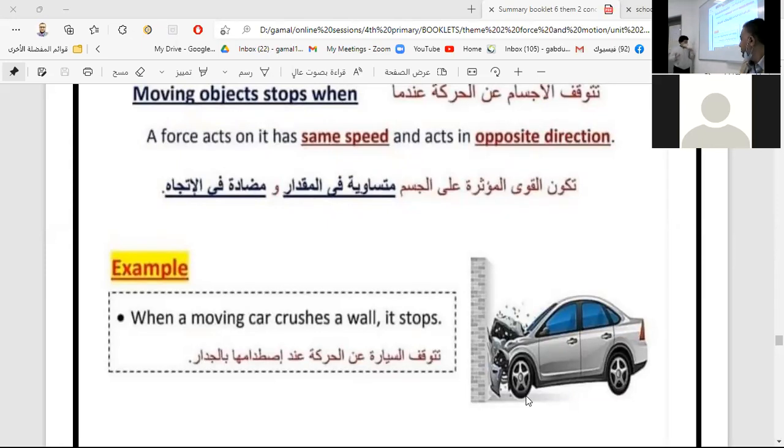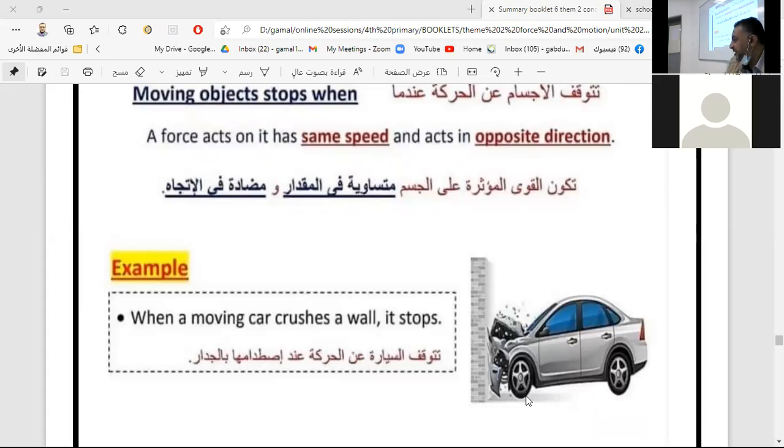Because when you crash with the wall, the wall acts with another force in opposite direction, and now the forces are equal. It is a balanced force, so your body stops and the car stops suddenly. Yes.